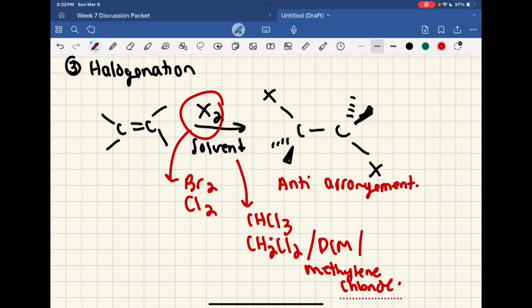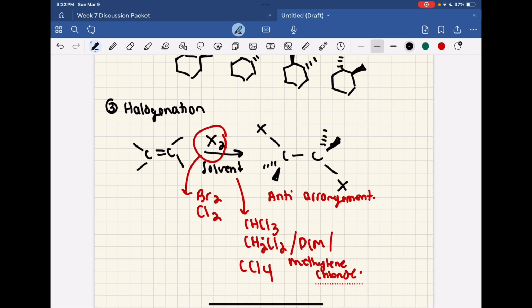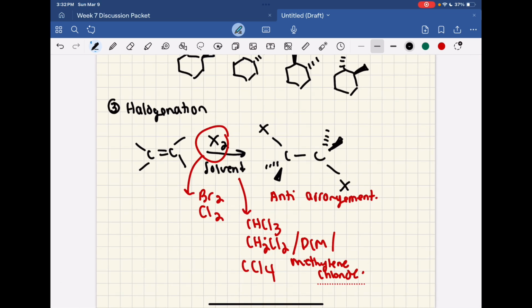These are all the same. Sometimes you even see carbon tetrachloride. These are all inert solvents. They just help the alkene and the actual halogen dissolve and approach each other nicely on paper. So, how does this work mechanistically? So this is pretty interesting. This is another stereospecific reaction. I think this is the first stereospecific reaction we're going to see.